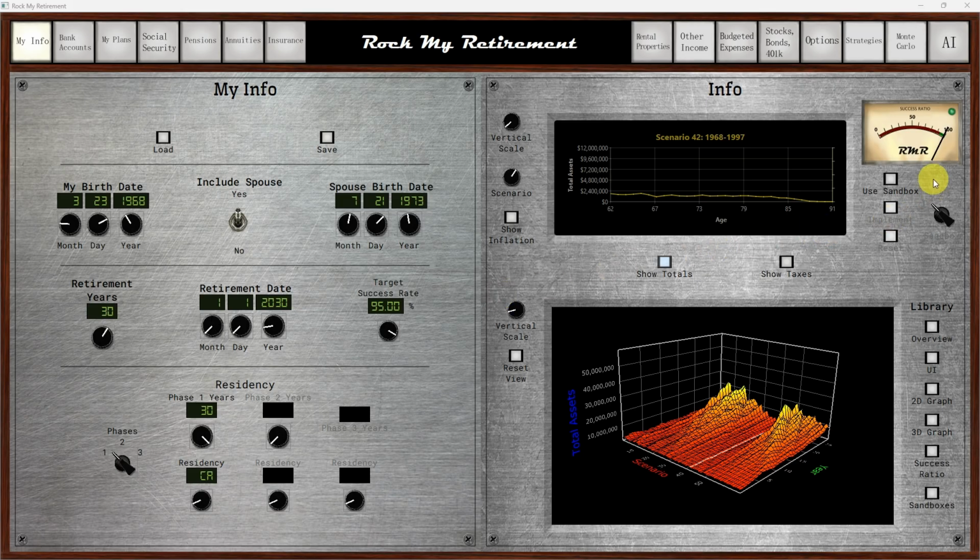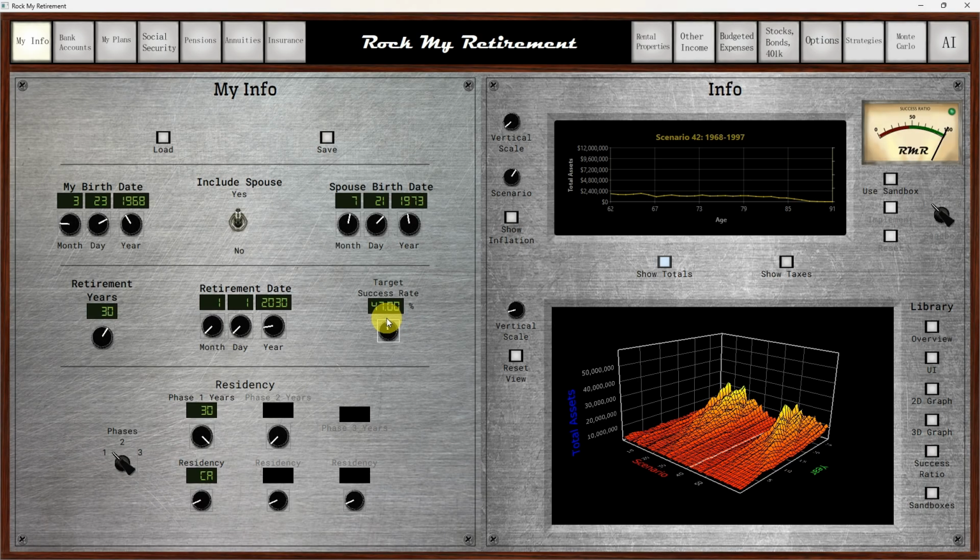The success ratio meter lets you know whether your current information and strategies meet the target that you set. First, there's a green LED in the upper right corner of the meter that will light up green if you're currently meeting your target, and it will be dim if you're not meeting your target. Second, note that the arc that the needle points at has a red section and a green section. The red represents percentages that are below your target success rate, and the green represents percentages that meet or exceed your target. The dividing point between red and green will change as you adjust the target.